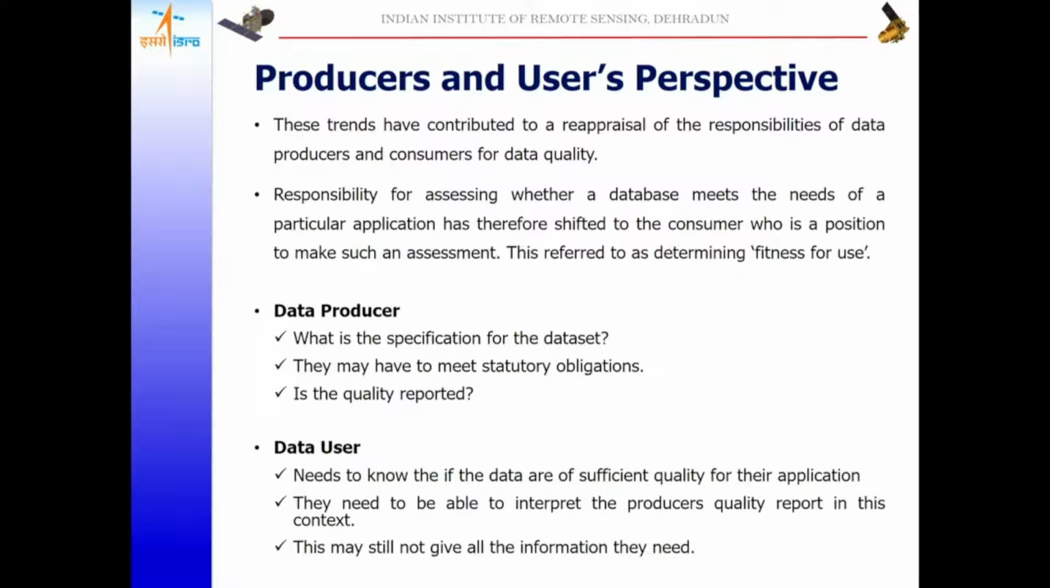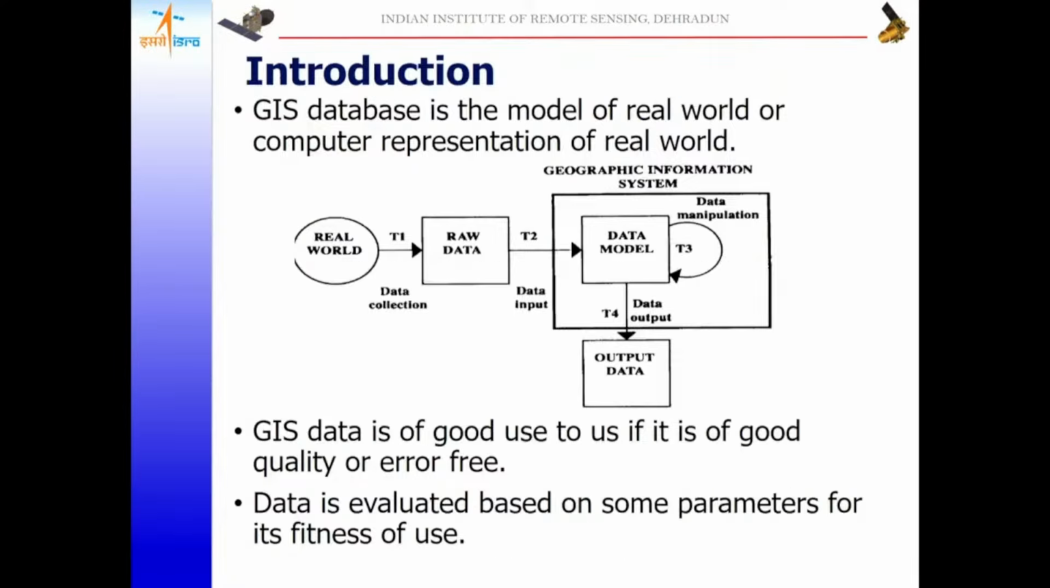The user should be able to understand whether it is good quality data or not, and what the quality parameters are. Based on that only can he tell whether the data the producer is giving is of good quality or not. This may still not give the information they need, so we have to assess the quality ourselves as well.